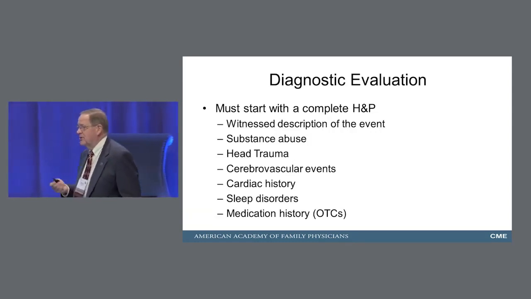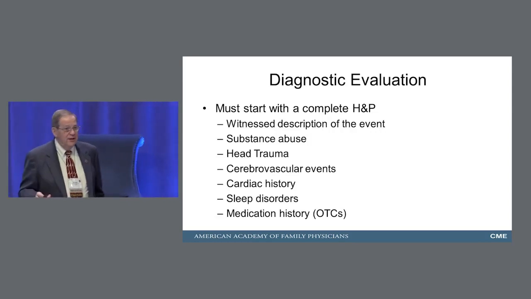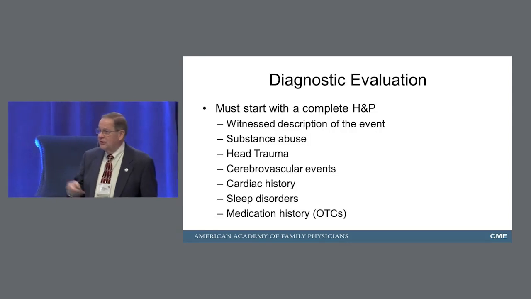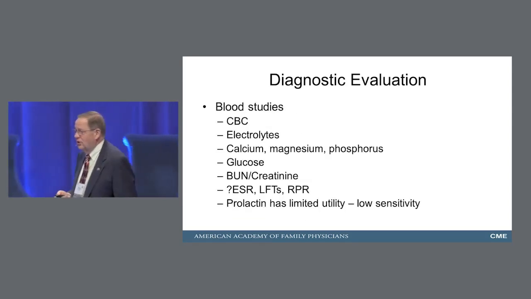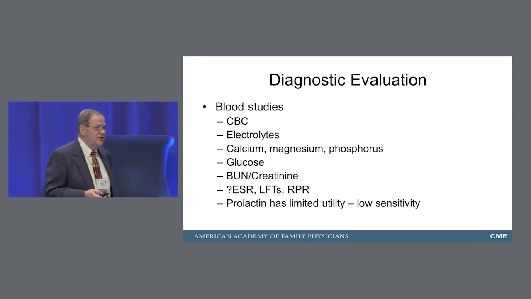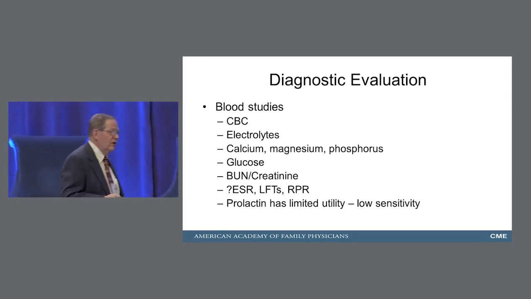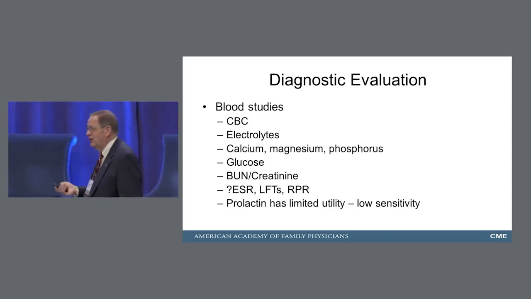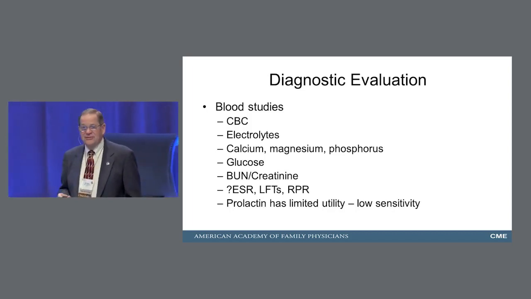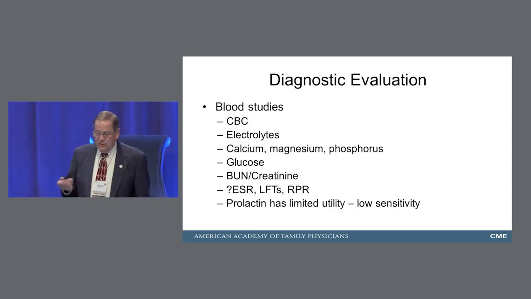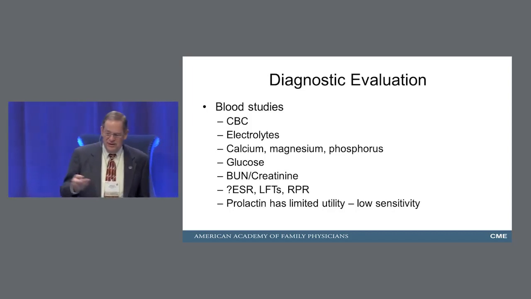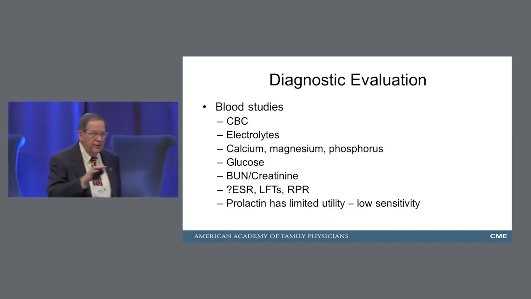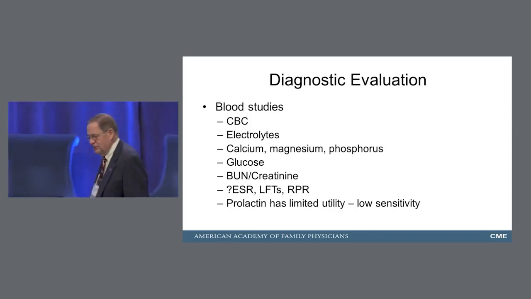Always ask about substance abuse, head trauma, previous strokes, heart history, sleep disorder, and do a complete drug history, including over-the-counter. Blood studies, you're going to want to do looking for provoked causes of seizures: CBC, lytes, calcium, magnesium, phosphorus, glucose, BUN, creatinine. Now, I put a question mark by SED rate, liver functions, RPRs. Those would be only if you suspect those things highly. Those would not be for the routine patient.